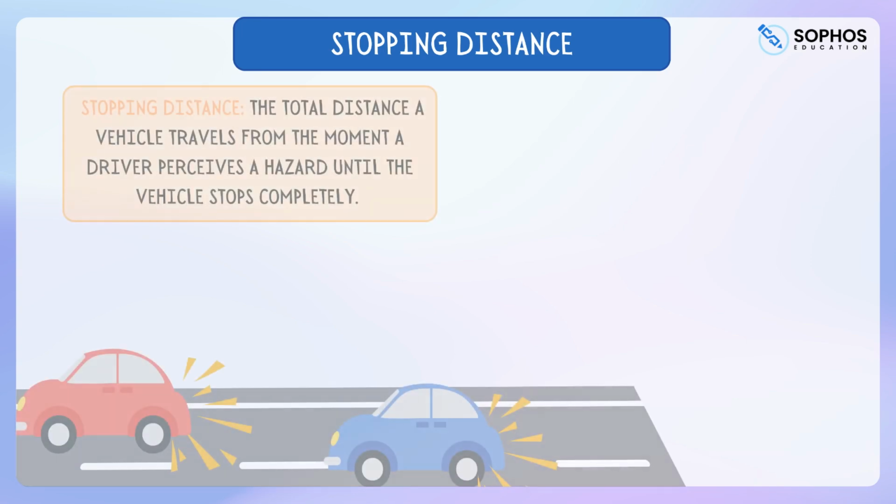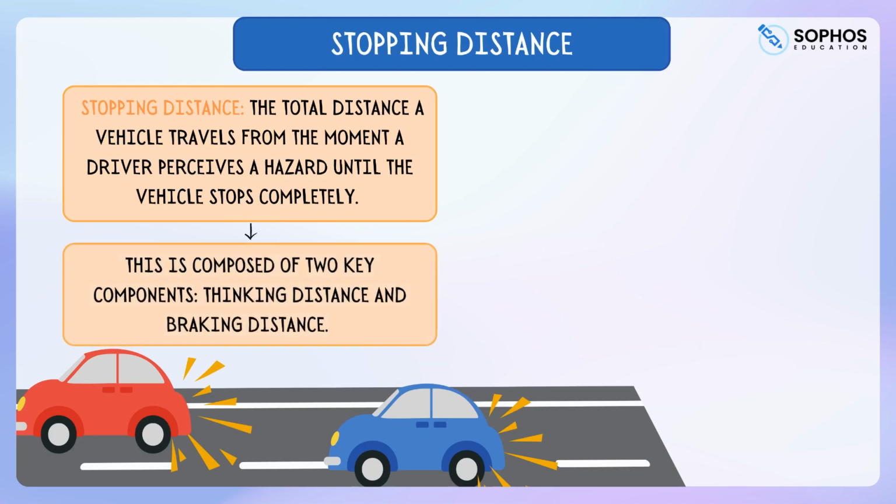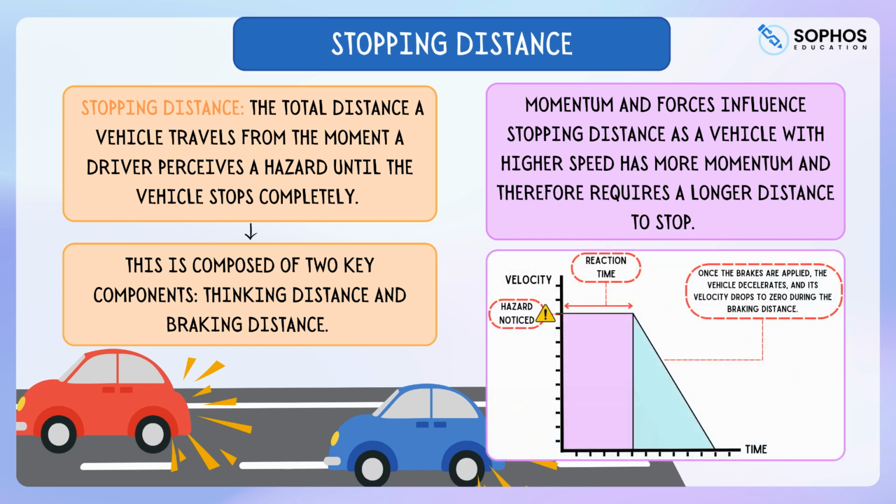In today's lesson, we delved into the concept of stopping distance, which is the total distance a vehicle travels from the moment a driver perceives a hazard until the vehicle stops completely. This is composed of two key components, thinking distance and braking distance. We explored how momentum and forces influence stopping distance, noting that a vehicle with higher speed has more momentum and therefore requires a longer distance to stop. We used a graph to visualize how velocity changes during the thinking and braking phases.